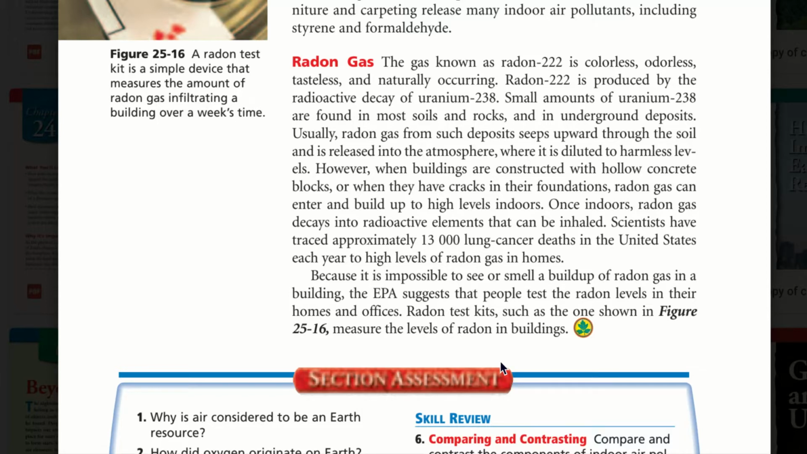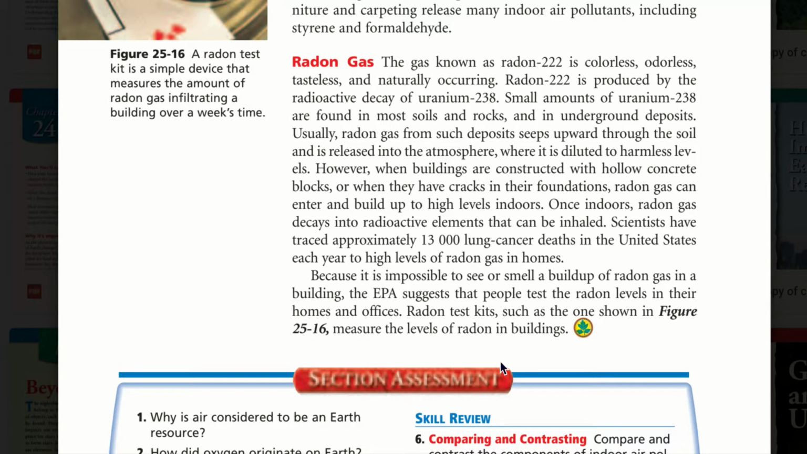Usually, radon gas from such deposits seeps upward through the soil and is released into the atmosphere, where it is diluted to harmless levels. However, when buildings are constructed with hollow concrete blocks or when they have cracks in their foundations, radon gas can enter and build up into high levels indoors. Once indoors, radon gas decays into radioactive elements that can be inhaled.